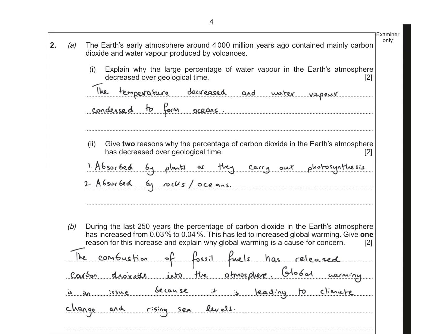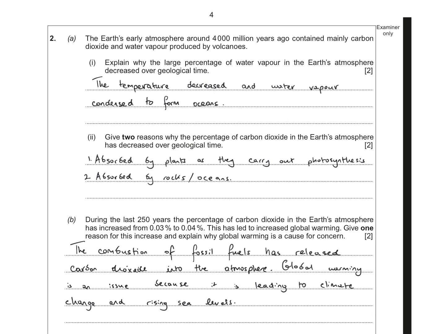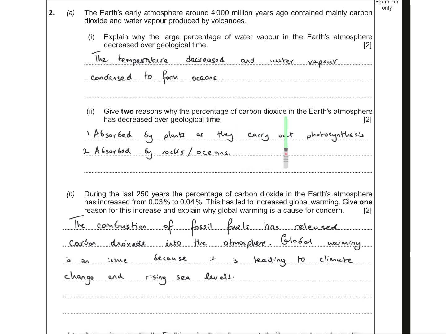The Earth's early atmosphere around 4,000 million years ago contained mainly carbon dioxide and water vapour produced by volcanoes. Explain why the large percentage of water vapour in the Earth's atmosphere decreased over geological time. The Earth cooled, or the temperature decreased, and the water vapour condensed to form oceans. Give 2 reasons why the percentage of carbon dioxide in the Earth's atmosphere has decreased over time. The first one is that it's been absorbed by plants as they carry out photosynthesis, and the second one is that it's been absorbed by rocks or oceans.